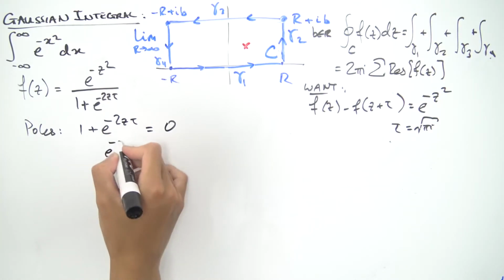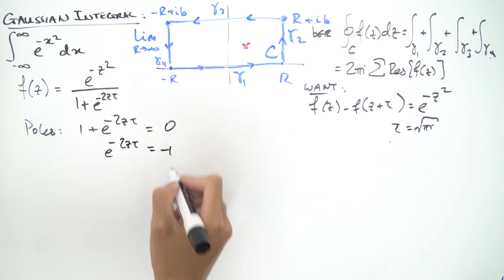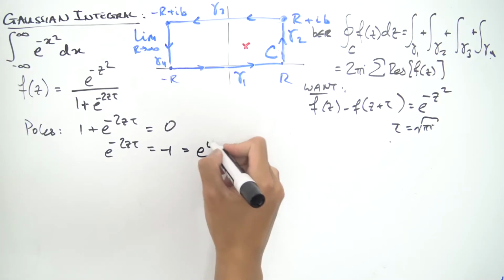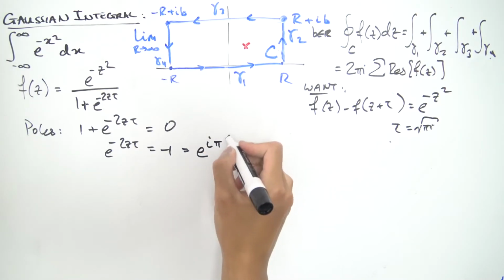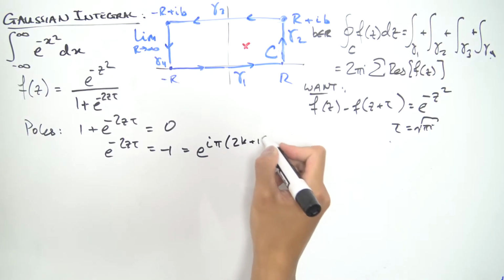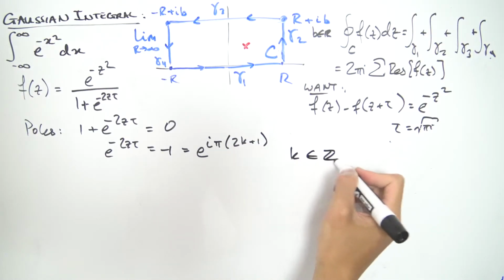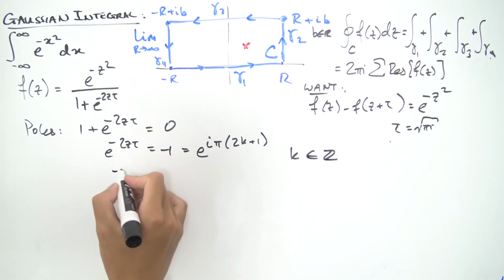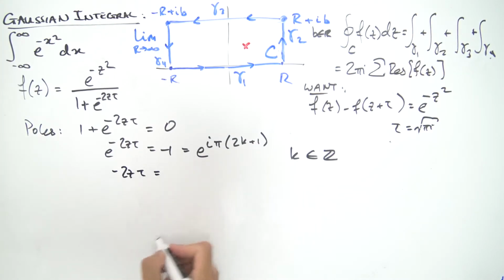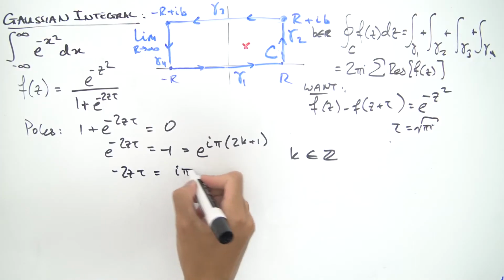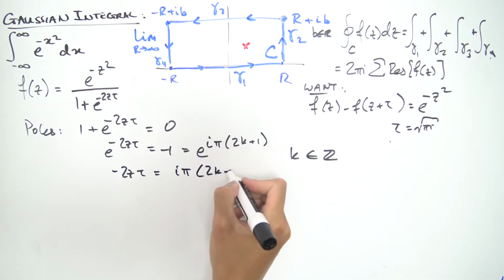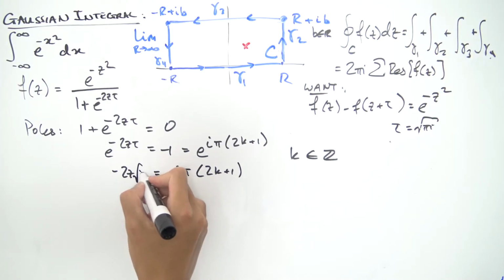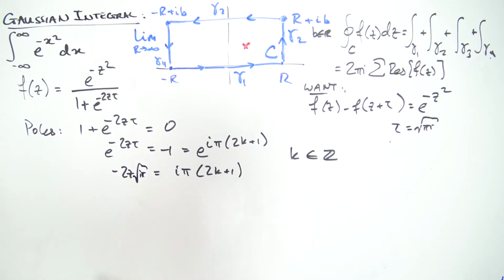And that means that e to the minus 2z tau is equal to minus 1. We can write this a little bit nicer in polar form as being e to the I pi times some odd integer, so 2k plus 1, where k is an integer. And, well, we can compare exponents over here, so minus 2z tau is equal to I times pi times 2k plus 1. And I'm going to rewrite tau as the square root of I times pi, or pi times I. You can probably see why over here.